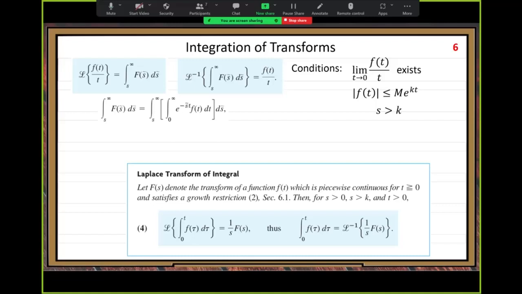First, based on the definition, s tilde is a dummy variable in the integral, so you can use any variable. We don't want to confuse it with the s here, so we use a slightly different variable symbol. By definition, this is the Laplace transform, the capital F definition like that.